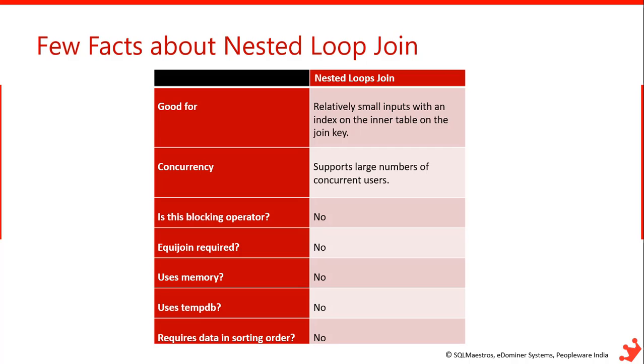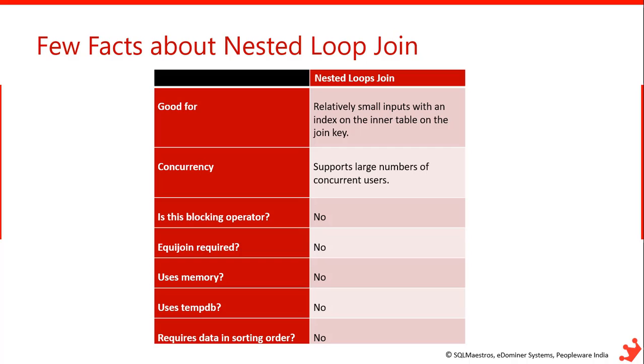Nested loop join is good when the inputs are relatively small, with an index on the inner table on the joining key. Then SQL Server will obviously choose nested loop joins. These are the most frequent options, but this does not happen always. This is the point to be noted.